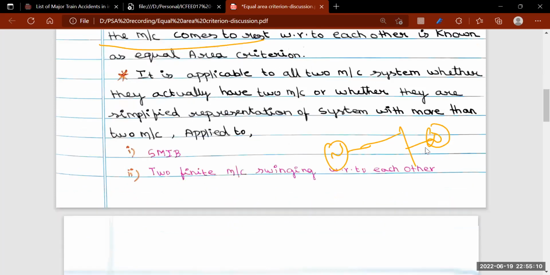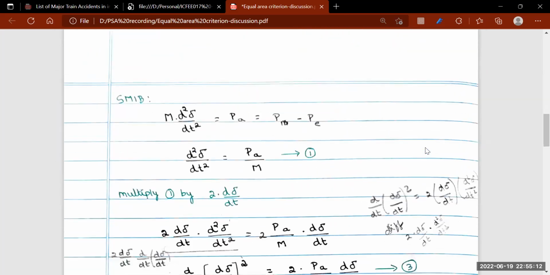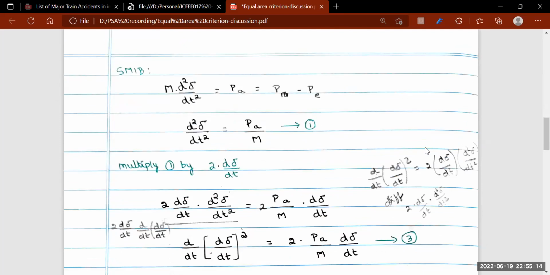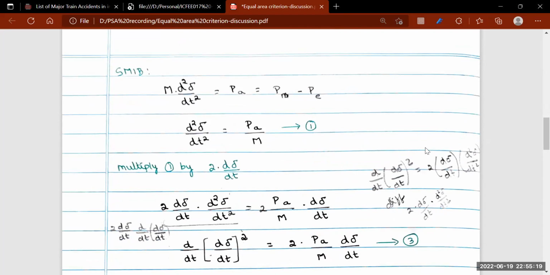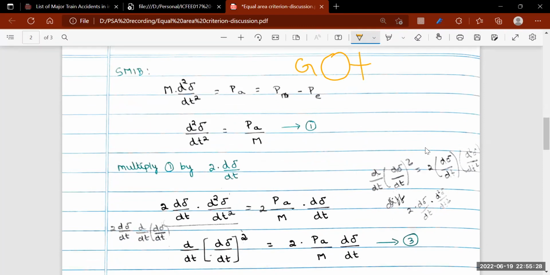Now I'll start from this equation. A single machine connected to an infinite bus is a two machine system. I have a generator. This is my generator bus. Via a transmission line, this is connected to an infinite bus. This is my SMIB, single machine connected to infinite bus.